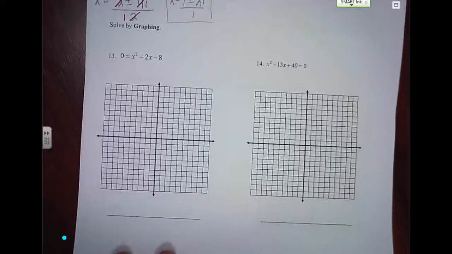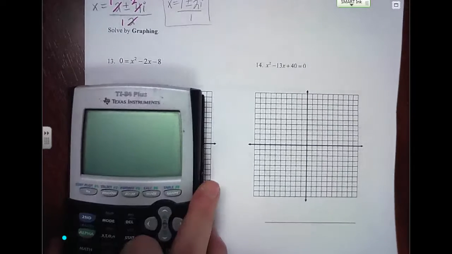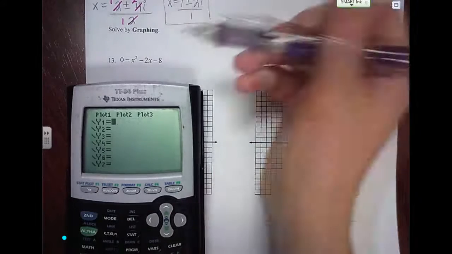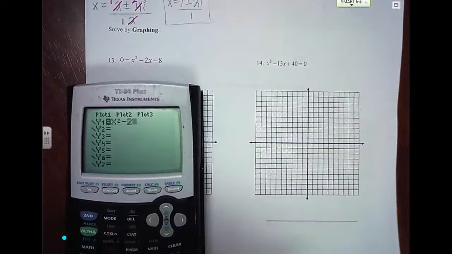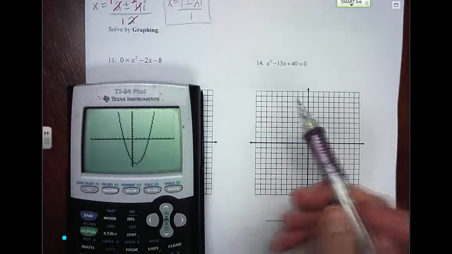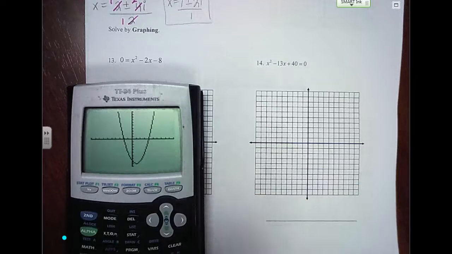So I think we're now on the last method of solving quadratics, number 5. So in order to solve by graphing, you have to have 0 on one side, and we're going to go to y equals and put in our equation here. So x squared minus 2x minus 8. And then we're going to graph it. So I'm looking for where it crosses the x-axis. It looks like -2 and 4, and so I'm going to go to the table and check that.